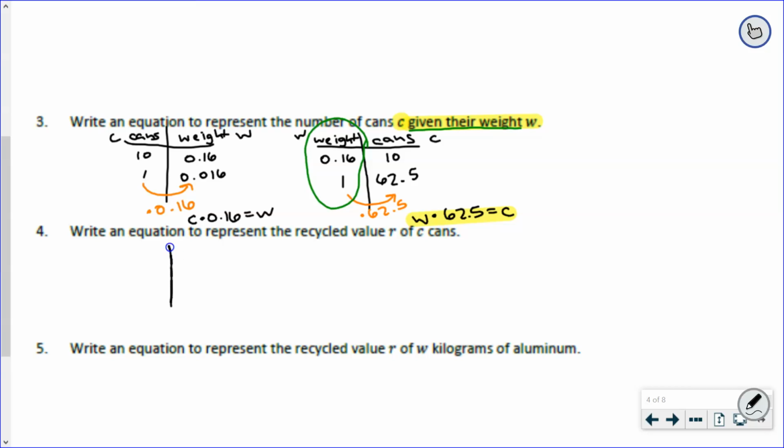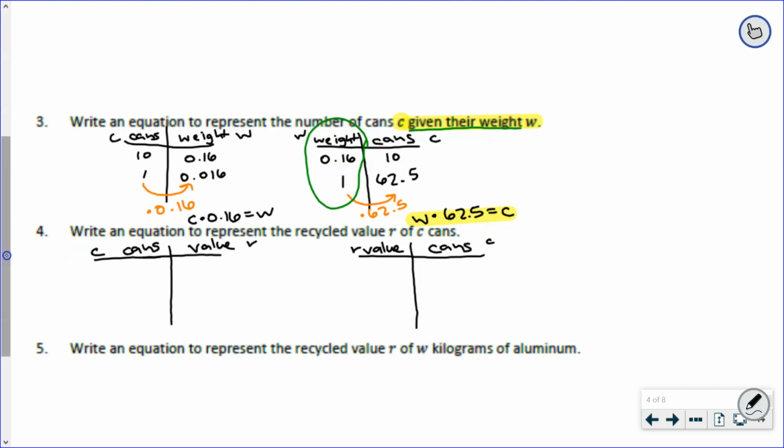It says write an equation to represent recycled value R of cans. So now I'm still taking care of the cans, which is going to be variable C, only now I'm looking at the value, which they're going to call R. Eventually, I'm also going to want to flip that table because I want to be able to write two different equations so that I can know which equation is going to be the most helpful. We have R value and cans is C.